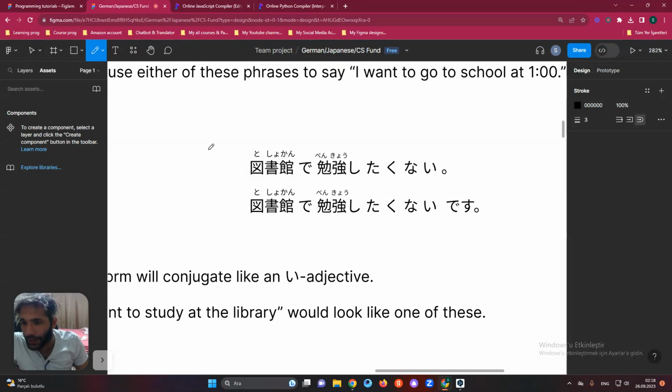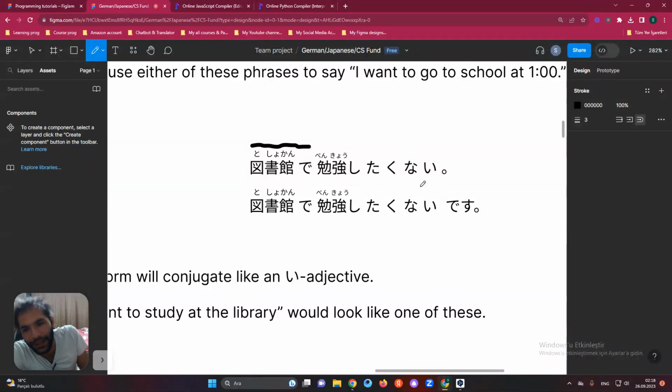Toshokan de benkyo. What is that? Benkyo was study, I think. Toshokan, benkyo. Okay, library, study. Studying at the library. Toshokan de benkyo shitakatta. What? Shitakunai.